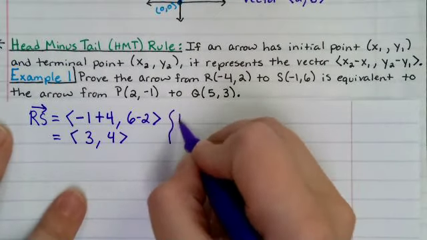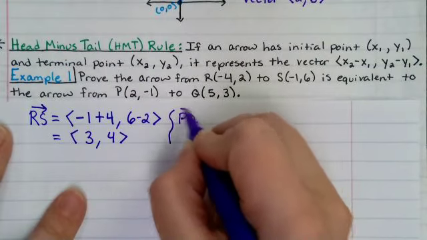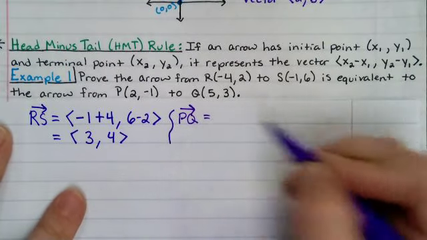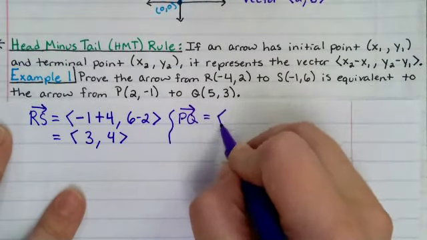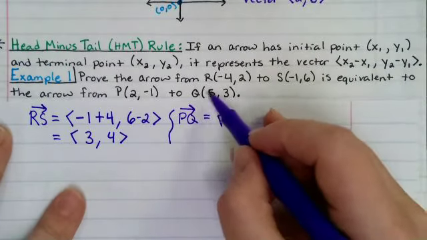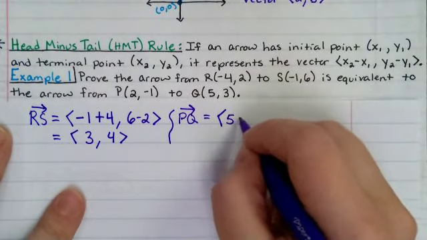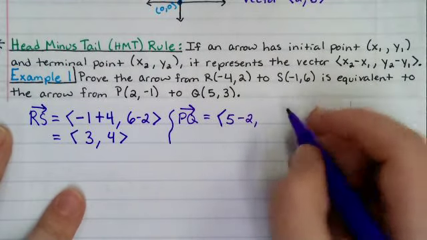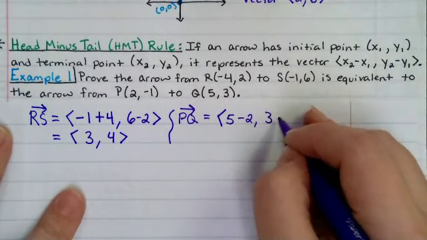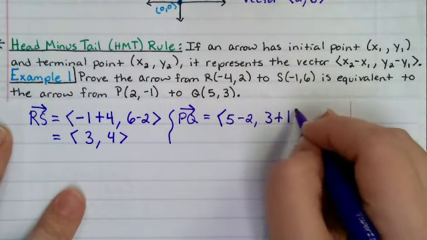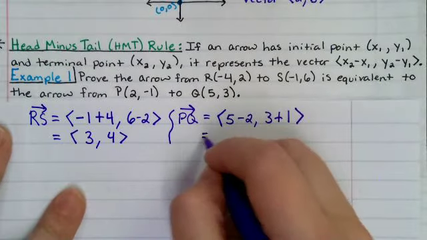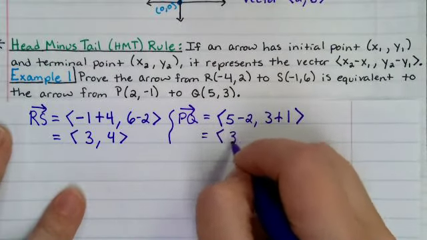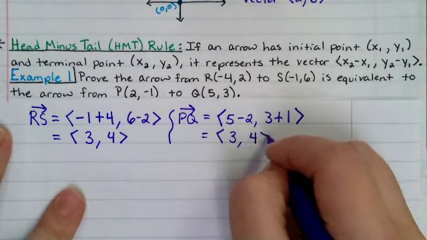Let's look at PQ. Same thing, we're using that same notation, but with P and Q, and we're going to do this same process. We're going to do x2 minus x1, so 5 minus 2. Then y2 minus y1, 3 minus a negative 1. And minus a negative, again, I go ahead and write it as plus. 5 minus 2 is 3. 3 plus 1 is 4.